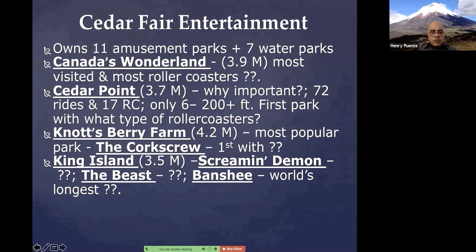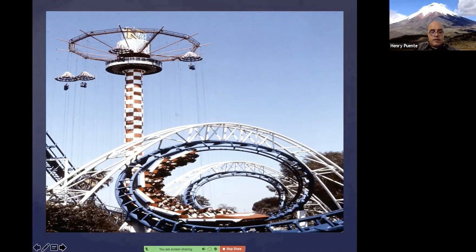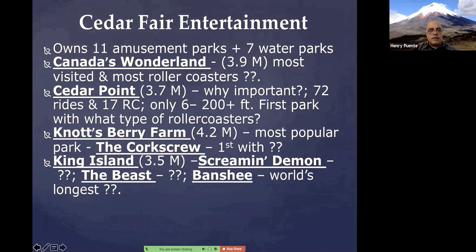The Corkscrew, I remember that as a kid. It was a super cool ride. The Corkscrew, which is this right here, is the first steel roller coaster that had two 360 degree inversions. Most roller coasters prior to the Corkscrew had one inversion, one loop. When the Corkscrew came around, it was the first roller coaster to have two inversions. You go around once and you go around twice. Again, the Corkscrew at Knott's Berry Farm, first roller coaster to have two 360 degree inversions.